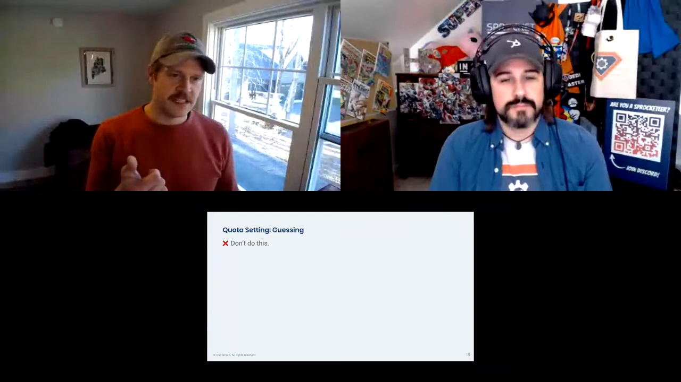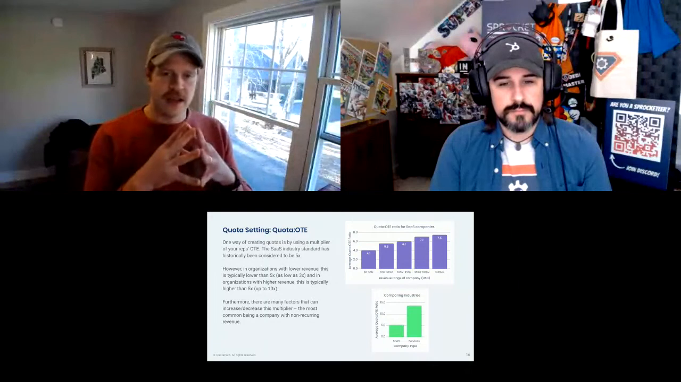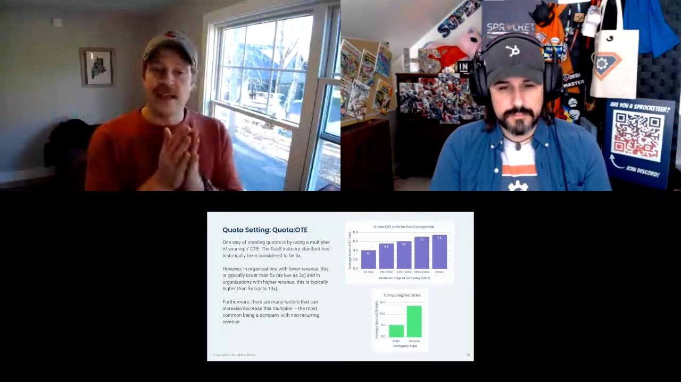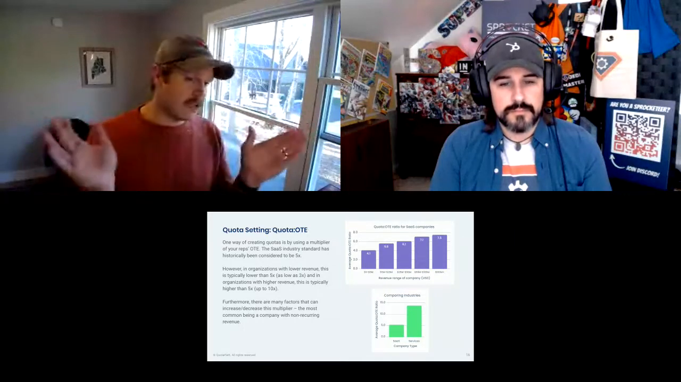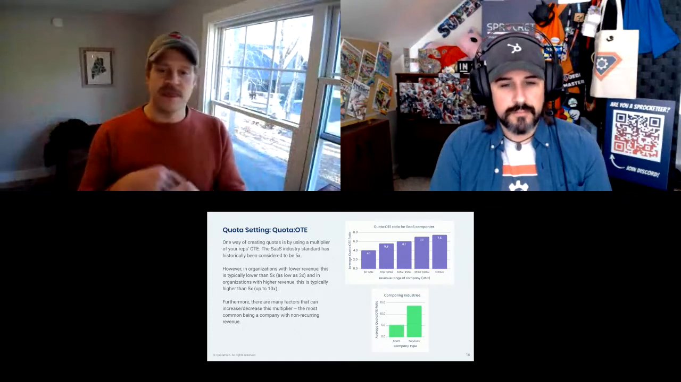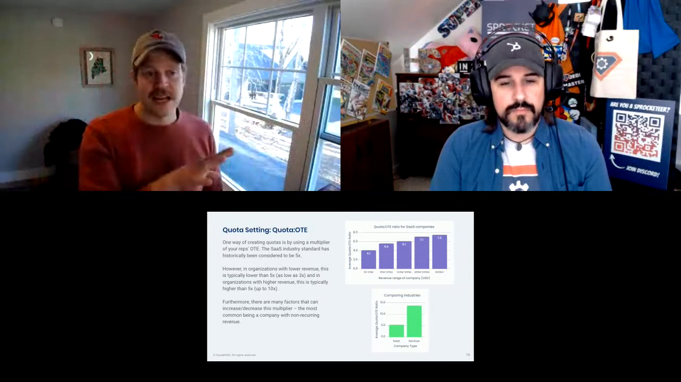Instead, what you can do are things like quota to OTE ratio. The idea of this is you take that on target earnings number, say that 140 that I said earlier, and you multiply it by some number. And that gives you their annualized quota. I say annualized because we'll talk about how to set the quota frequency. I'm not always saying you need an annual quota. Maybe it's a quarterly quota, but it's an annualized number.